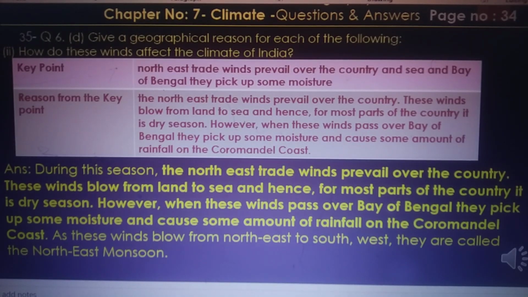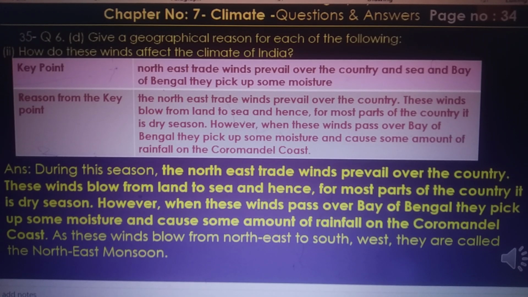Question number 35. How do these winds affect the climates of India? Key point: Northeast trade winds prevail over the country and the Bay of Bengal. They pick up some moisture.